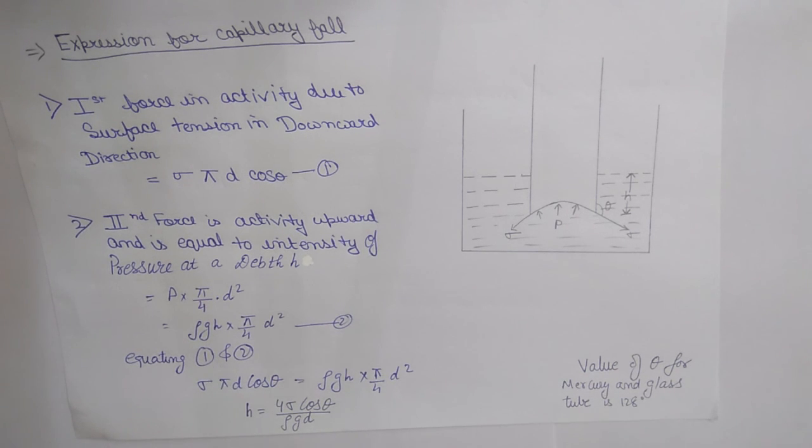The value of theta for mercury and glass tube is taken as 128 degrees.